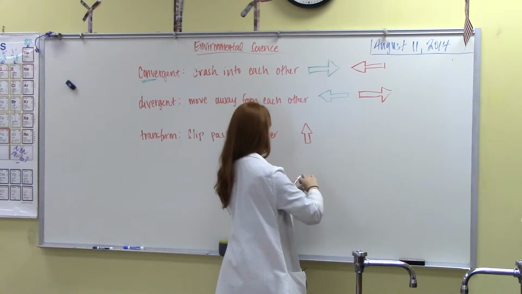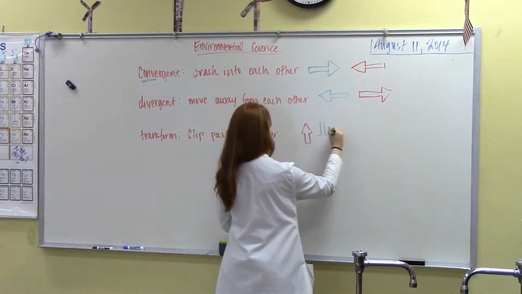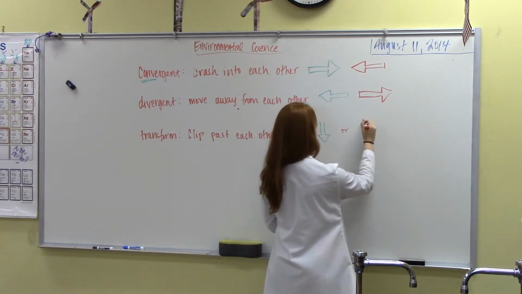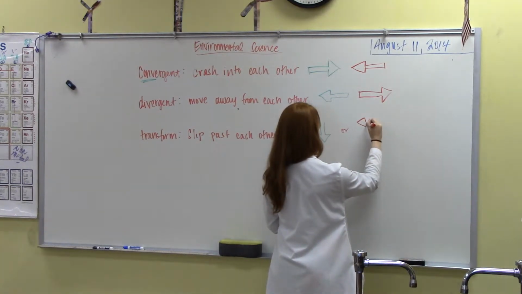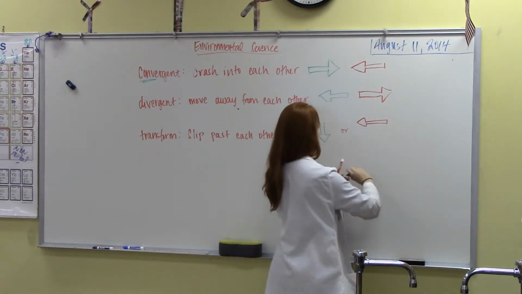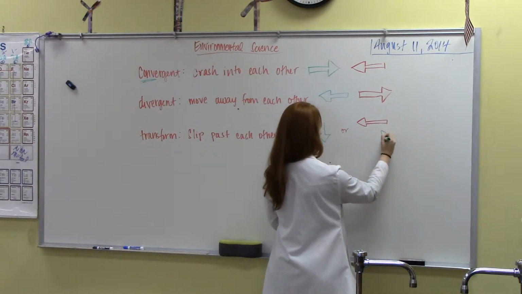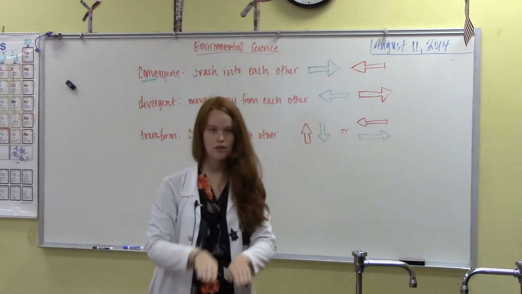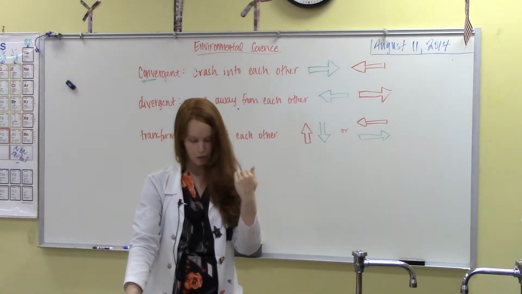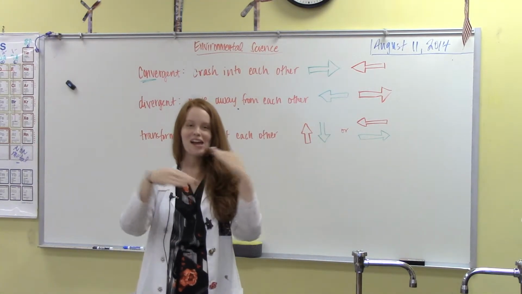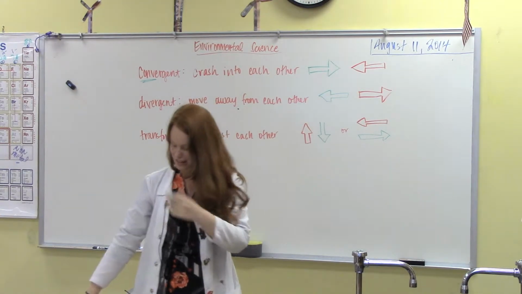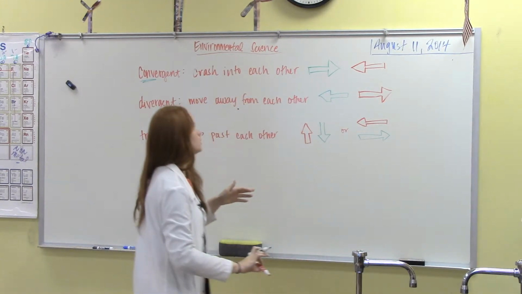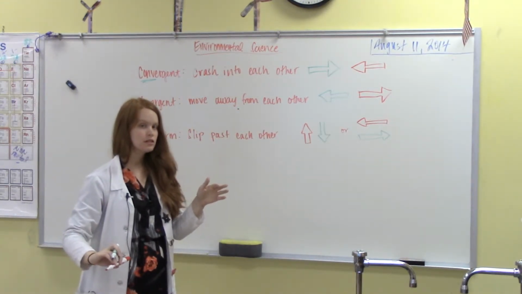We can have one pointing up towards north and the other going towards south. Or we could have one going west and then the other going east. So they're slipping past each other. There's one going like this, or they're going like this. All right, are we good on the plate boundaries?